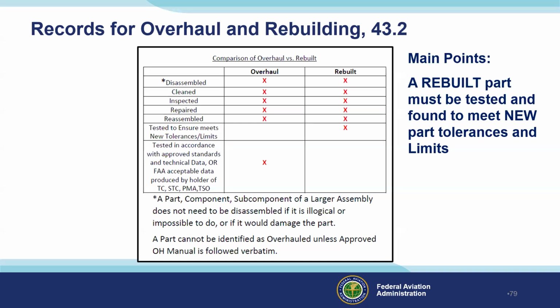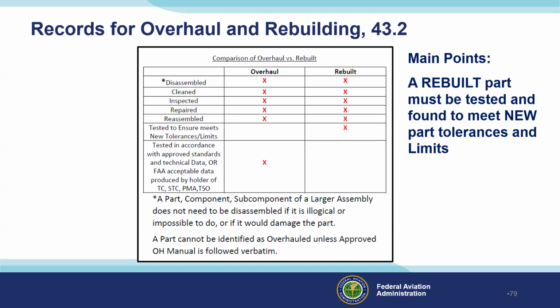Okay, so records of overhaul and rebuilding. That's talked about in Regulation 43.2. I created this chart as a quick reference to look at. The only real difference between overhaul and rebuilt is the testing. A rebuilt part is tested to ensure it meets new tolerance and limits, whereas an overhauled part is tested in accordance with approved standards and technical data or FAA acceptable data produced by a holder of the TC, STC, PMA, or TSO.